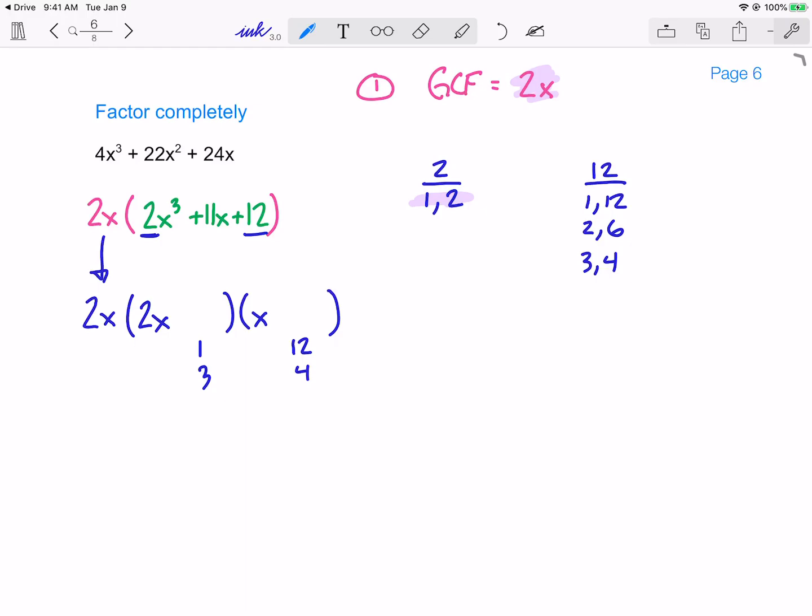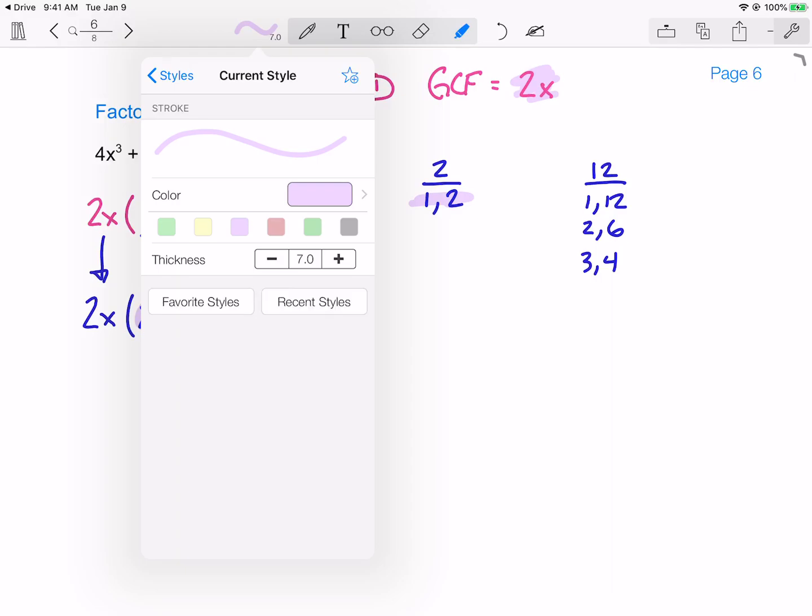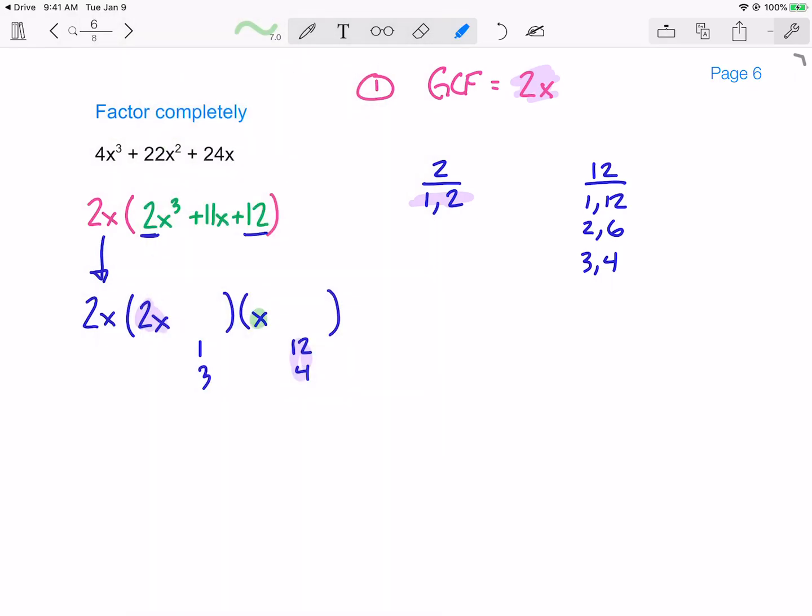So now, if I were to multiply the 2x times these numbers, and multiply the x by these numbers, and then add those results together, I need to make a positive 11x. Remember, these are all going to be positive, which makes my life easy. So 2x times 12 gives me 24x. That one's way too big. So I know that one's wrong, and I know my answer is 3 and 4.